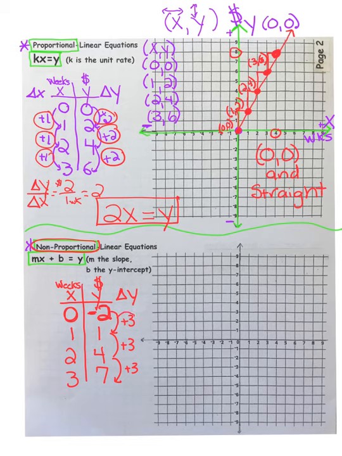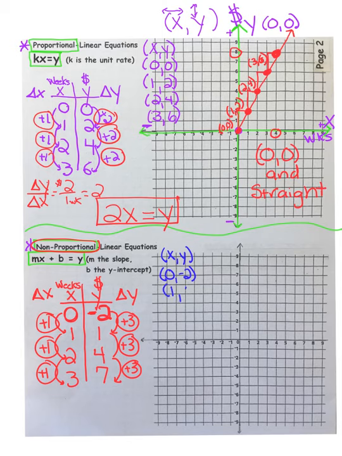Our delta y, or our change in y, is 3. We are adding 3 each time. But our delta x, please write this down. Once again, we're only growing by 1 for our delta x. Let's take a moment and list our ordered pairs. We have (0, -2), (1, 1), (2, 4), and (3, 7).